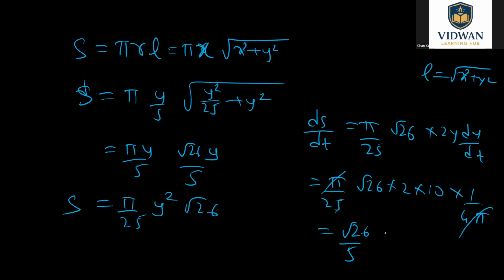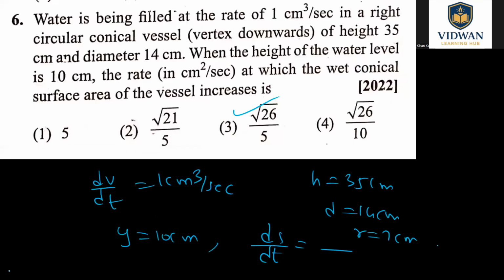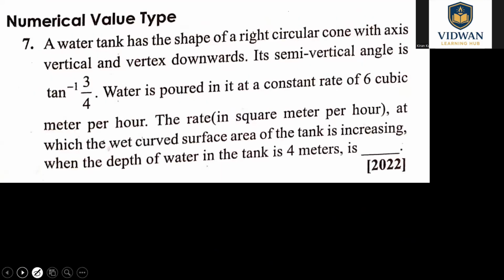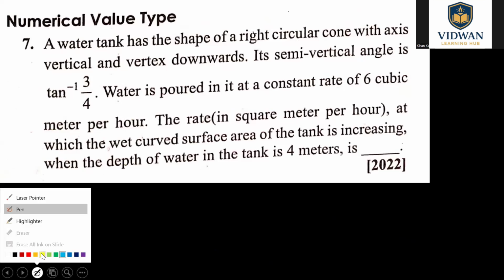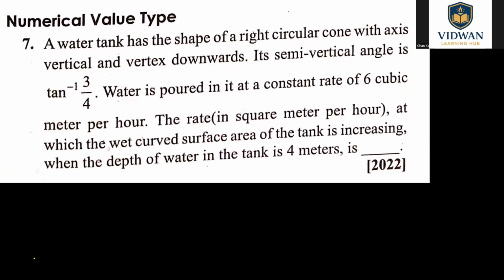And there, what is the unit? Centimeter square per second. Did they give same unit? Yeah, centimeter square per second. So 3 is the answer. So this is the last question. Again, I think this is repeated. In numerical answer type, you got a similar question.